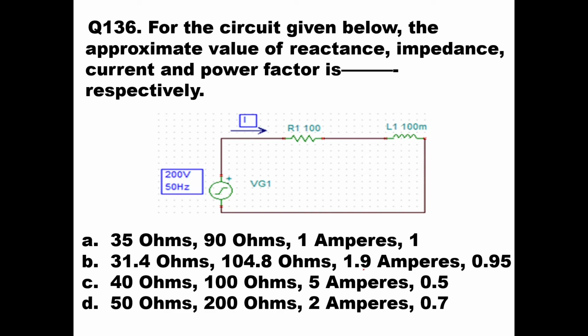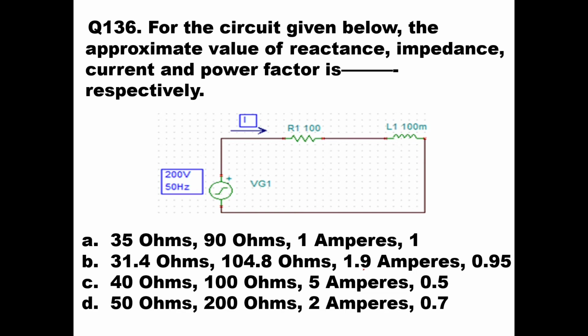Now in this circuit, we see that the voltage is 200 volts, frequency is 50 hertz, the resistance is 100 ohms, and the inductance is 100 millihenries. Now you have to find out the current, the impedance, the reactance, and the power factor.